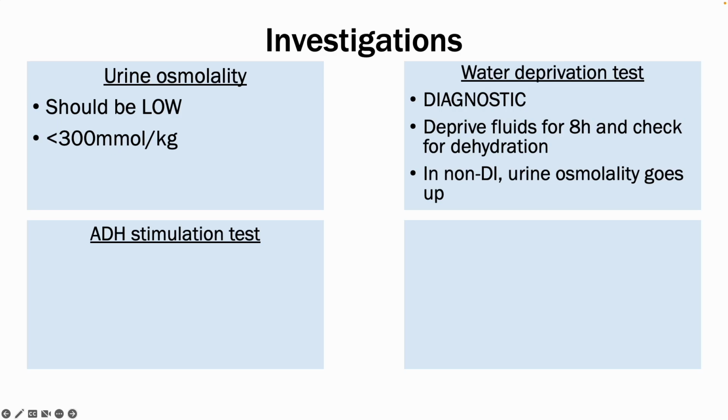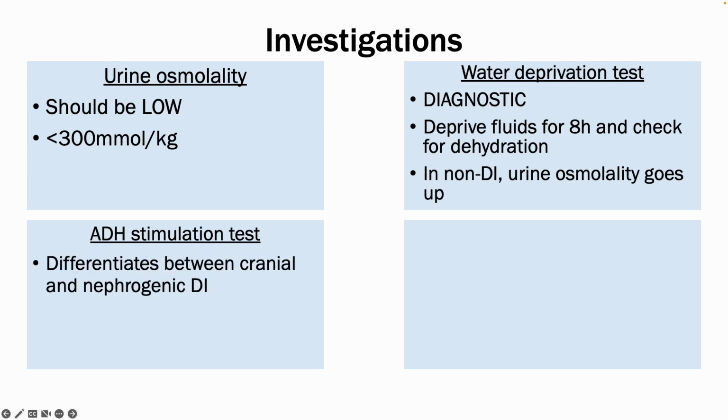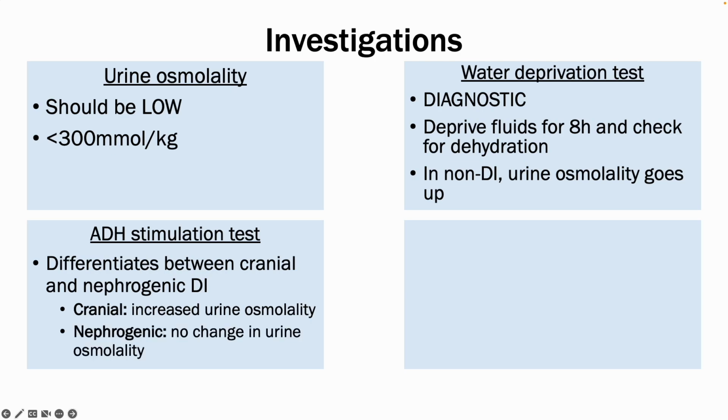Another test worth doing is the ADH stimulation test, and it is key in order to determine whether the issues are with the pituitary or with the kidneys. In cranial diabetes insipidus, you would see an increased urine osmolality. This is because the kidneys work just fine and the receptors are there, but there's been some issue with the pituitary, so not enough of the hormone has been produced, which would then result in the urine concentrating when you give some ADH. In nephrogenic diabetes insipidus, you would see no change in urine osmolality. That means there is already enough of the hormone circulating around, but the kidneys are not receiving it and not understanding it, resulting in no change to urine osmolality.